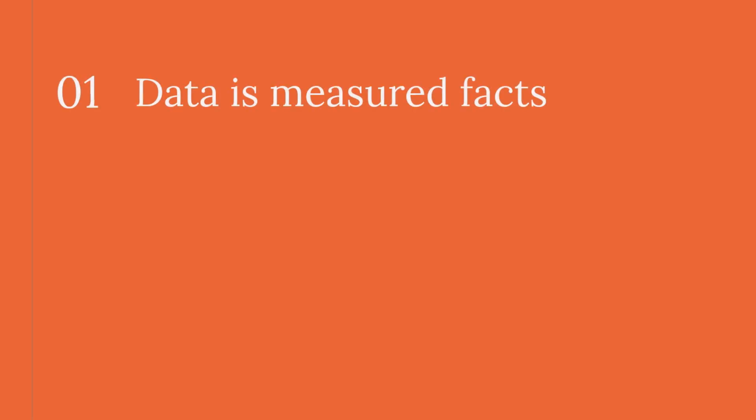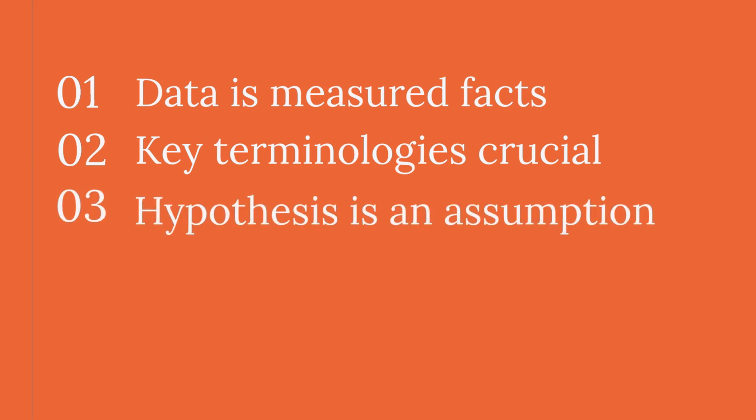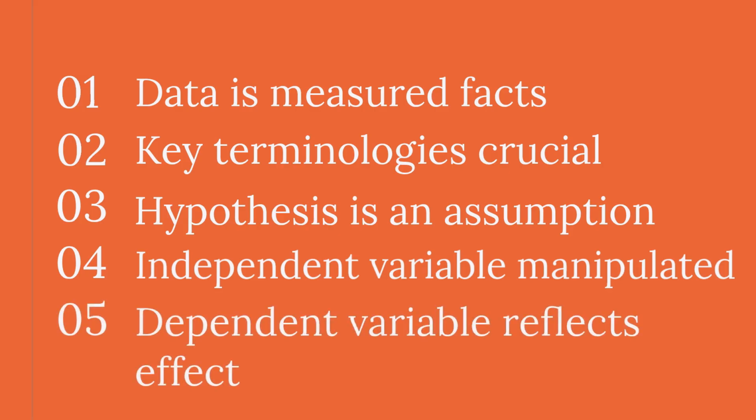Understanding key terminologies is crucial for any research. Data refers to measurements of facts under specific conditions. A hypothesis is a tentative assumption or expected result. The independent variable is what the researcher manipulates. The dependent variable reflects the effect of the independent variable.